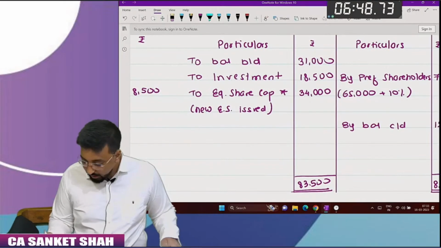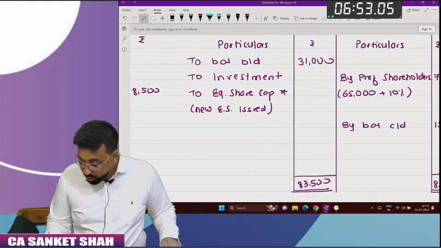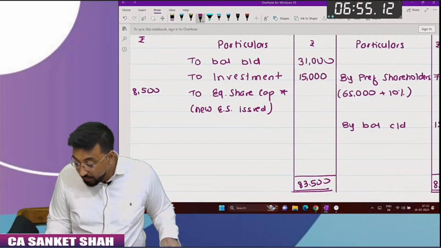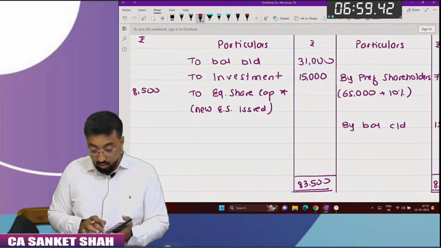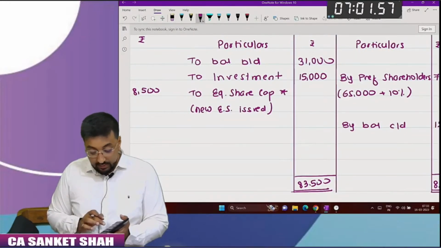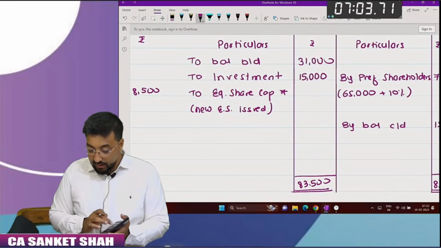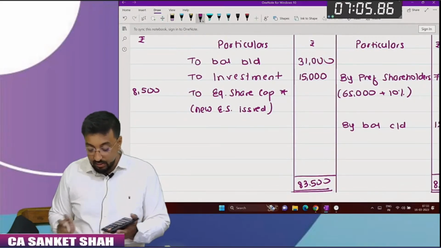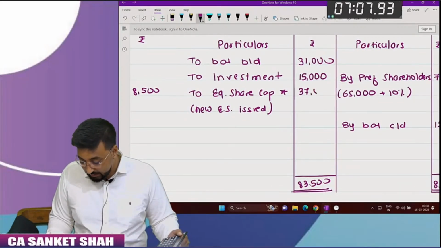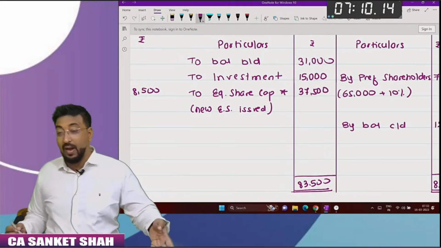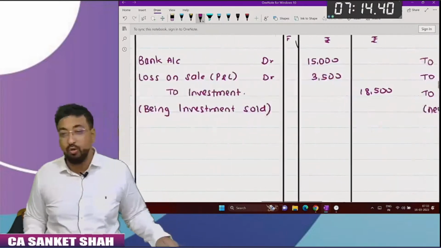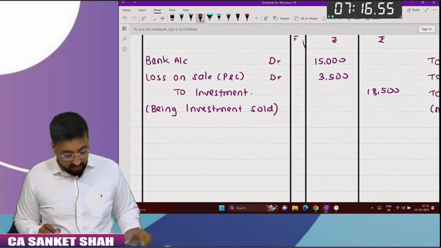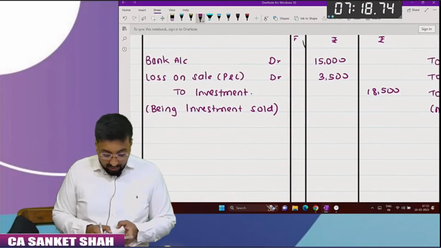Sorry, here I made a mistake. To investment is 15,000. 15,000 will come in the bank. Sorry, here the mistake: it is the selling price that will come here, not the book value. It happened by mistake. So 83,500 minus 31,000 minus 15,000 is 37,500. Yes, now it's correct: 37,500. So bank account to investment, beta, the selling price, we are going to collect. So 15,000 will come in the bank.